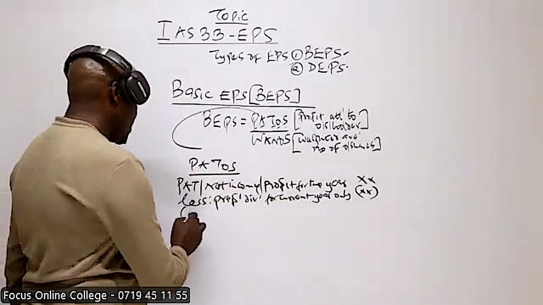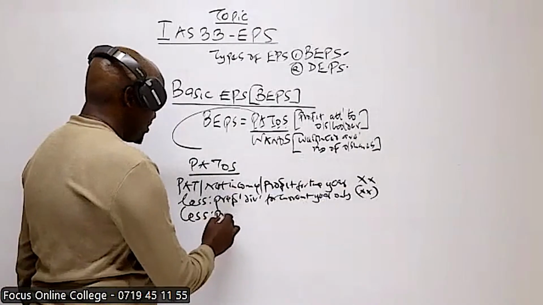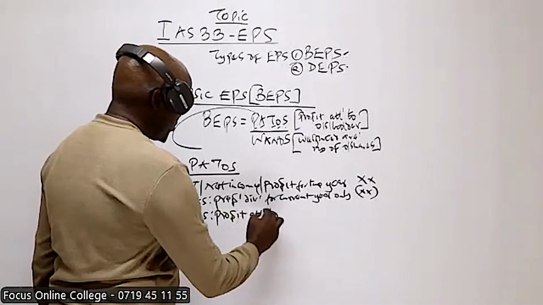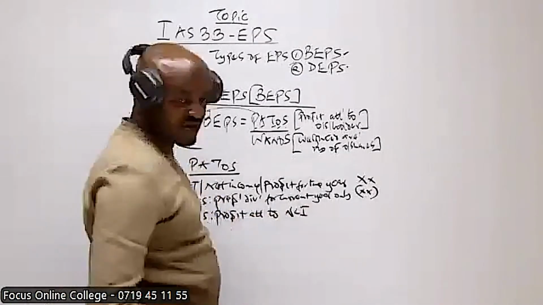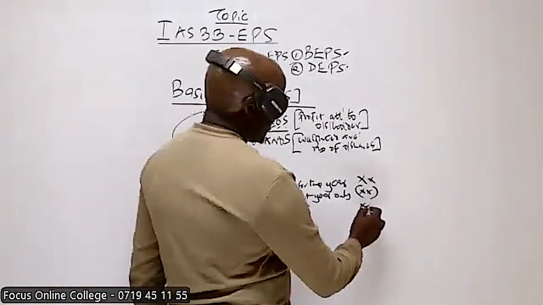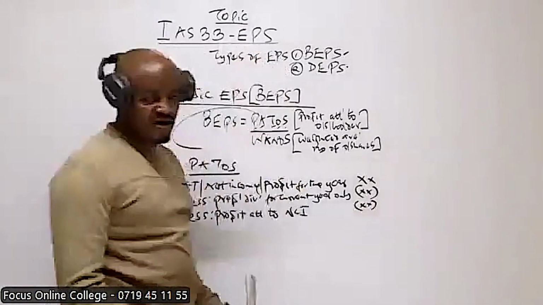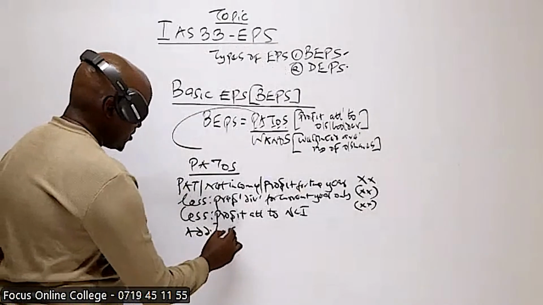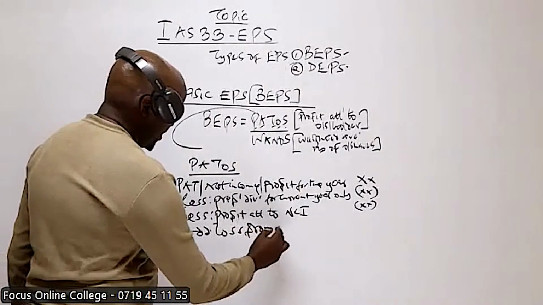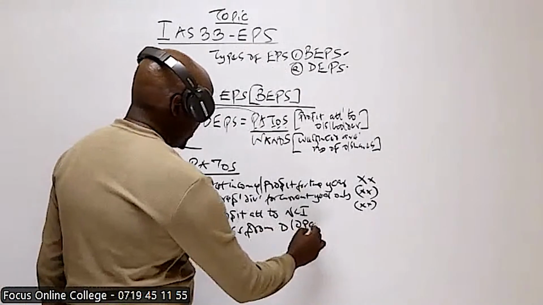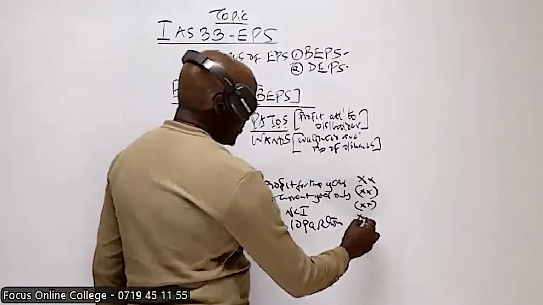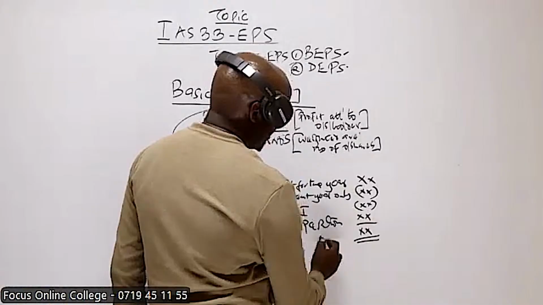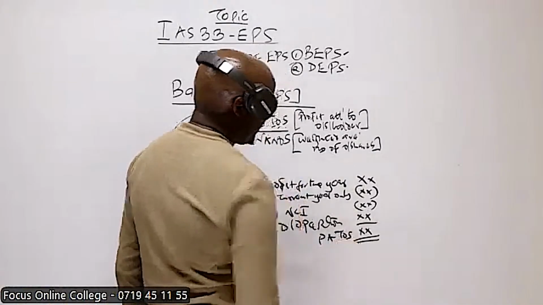To this, we also said that we less the profit attributable to the non-controlling interest. This is the case where we are computing the earnings per share for a group of companies. And then we add any loss from the discontinued operations. Whatever you get here, we refer to as PATOS.